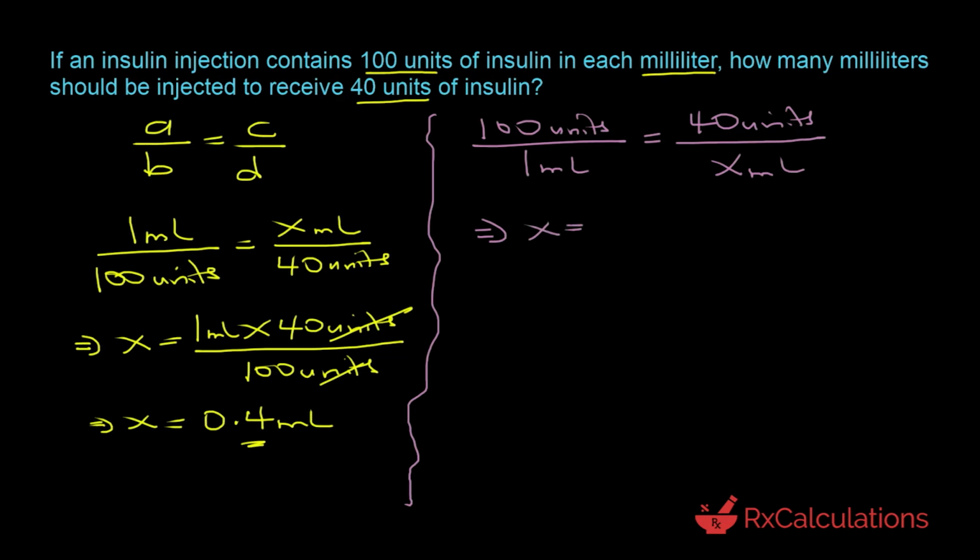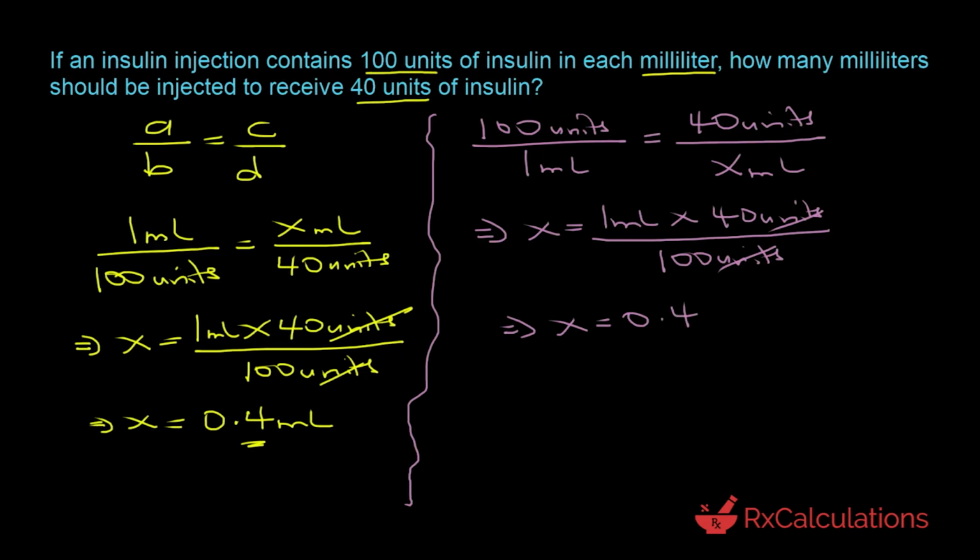And in this instance, you're going to multiply all of the means, which will be 1 milliliter times 40 units. And you're going to divide this by the extreme value there, which is 100 units. Now the units cancel out, and you'll notice that your answer is going to be exactly the same. So x is going to be equal to 0.4 milliliters.